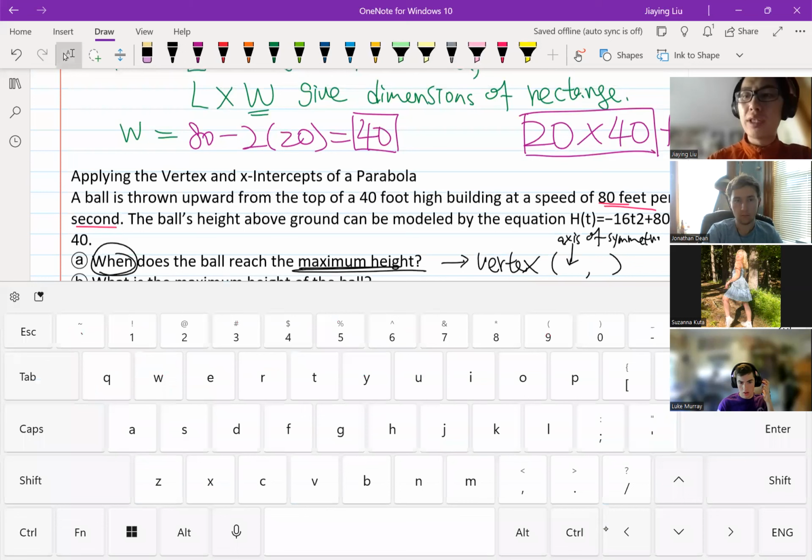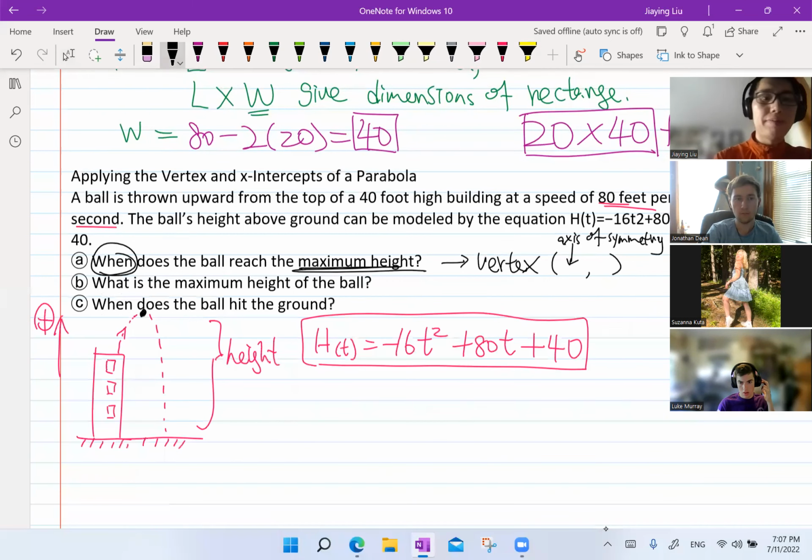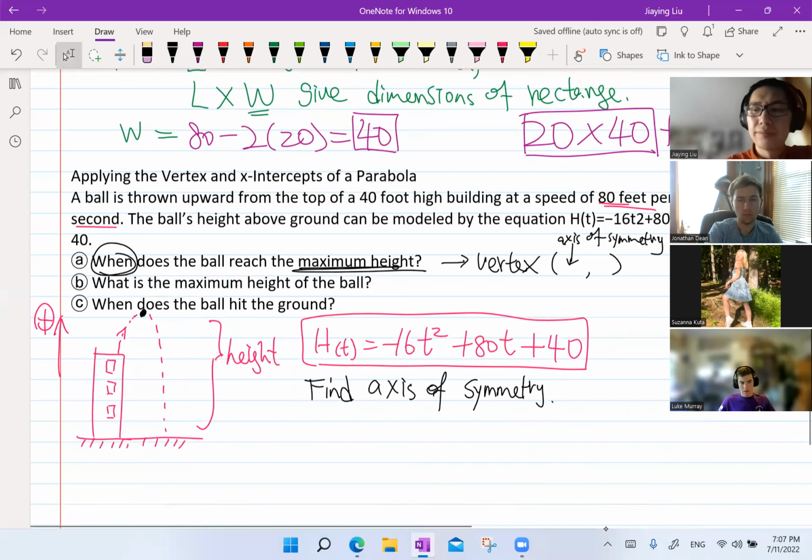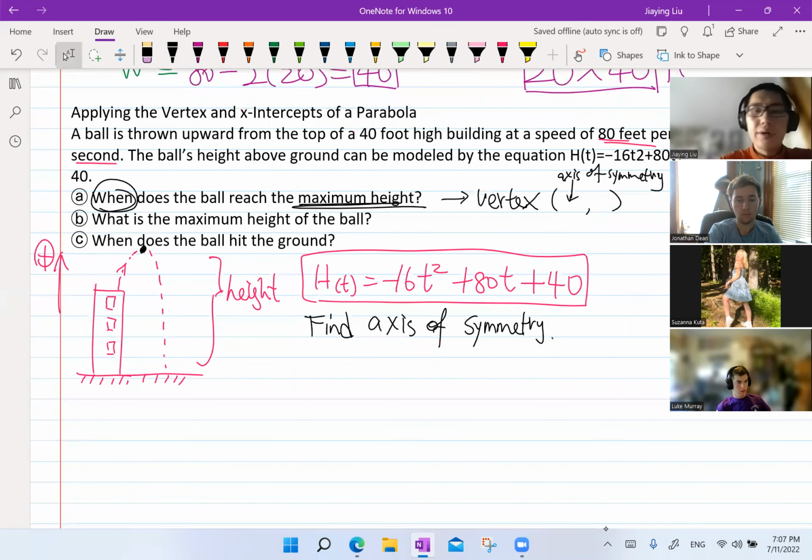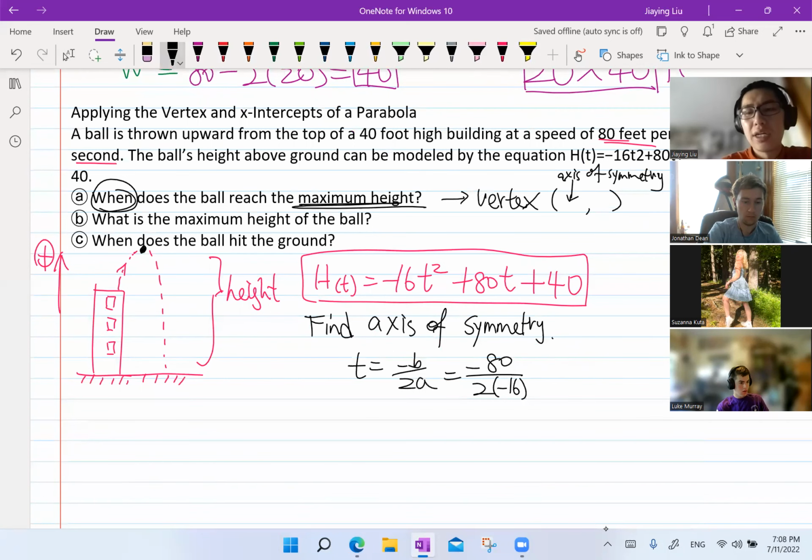So if we want to know when the ball reaches the maximum, we're looking at the x coordinate of the axis of symmetry, I mean the vertex, which is on the axis of symmetry. So that's what we need to find. So find the axis of symmetry, which is t in this case equals negative b over 2a. So that will be negative 80 over 2 times negative 16. So that's if we do it correctly.